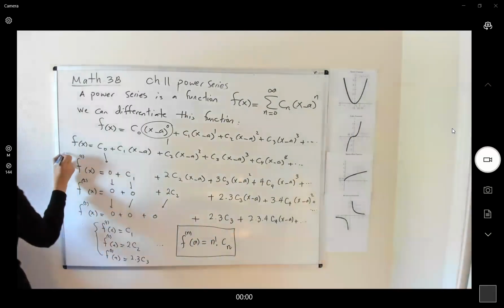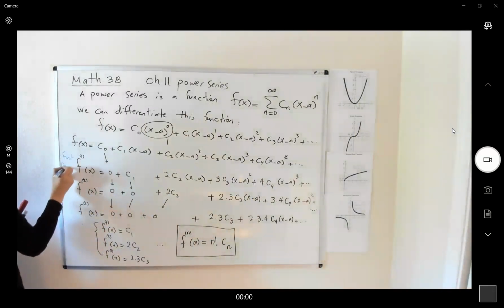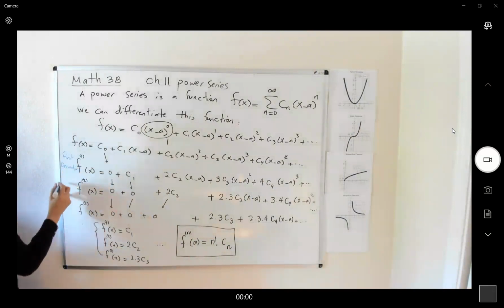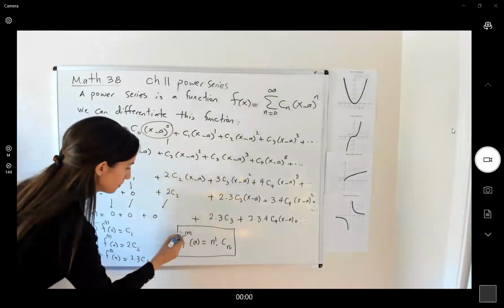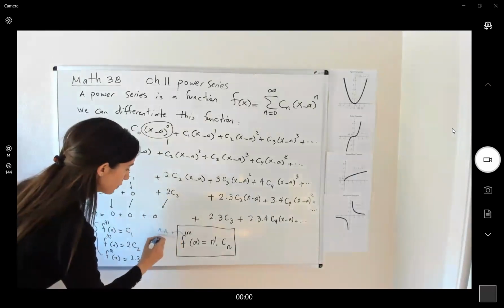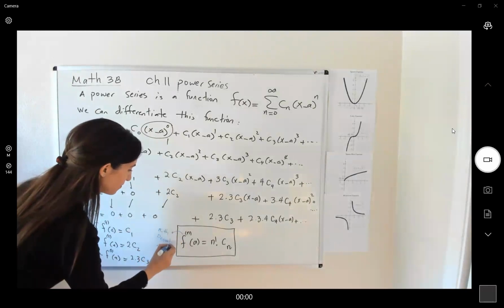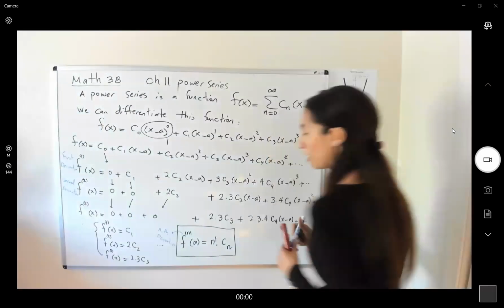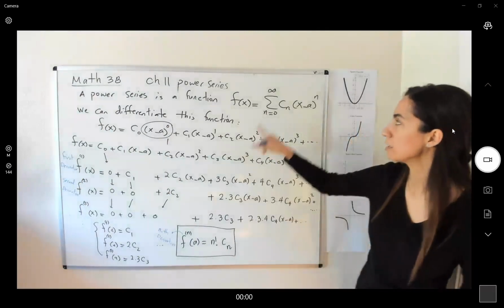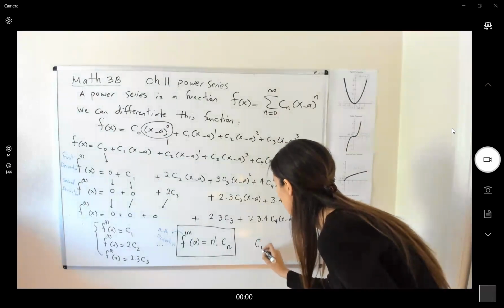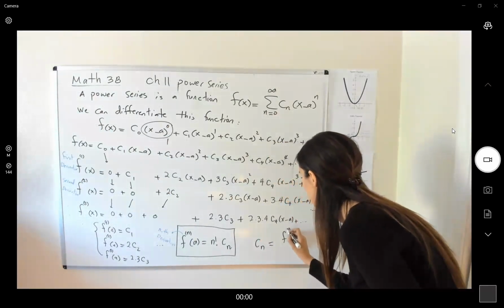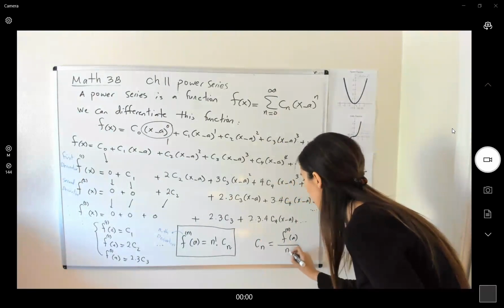So this is your first derivative. This is your second derivative. The third derivative, and this is the nth derivative of the function. So now you have a nice formula for c sub n. Wherever you see c sub n, you can replace it by the nth derivative of the function at a divided by n factorial.